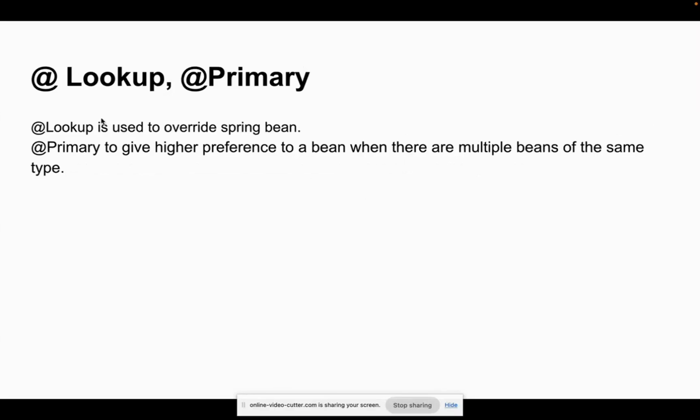So here, before I talk about the Lookup annotation and the Primary annotation, but I didn't talk about the Primary annotation. The Lookup annotation is used to override a Spring Bean, and Primary is used to give higher preference to a bean when there are multiple beans of the same type. So we have two choices here.